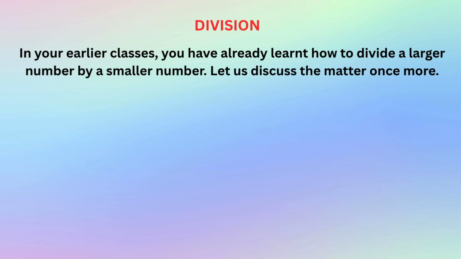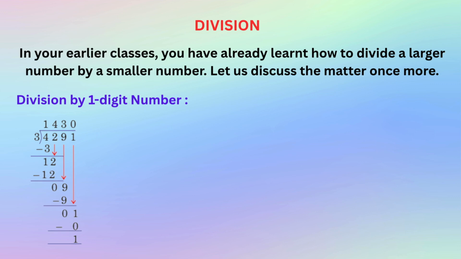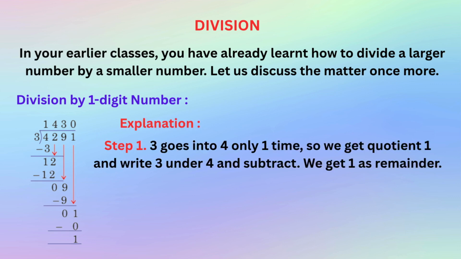Division. In your earlier classes, you have already learned how to divide a larger number by a smaller number. Let us discuss the matter once more. Division by one-digit number. Explanation. Step 1. 3 goes into 4 only one time, so we get quotient 1 and write 3 under 4 and subtract. We get 1 as remainder.